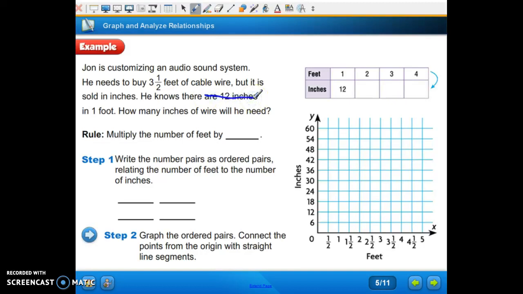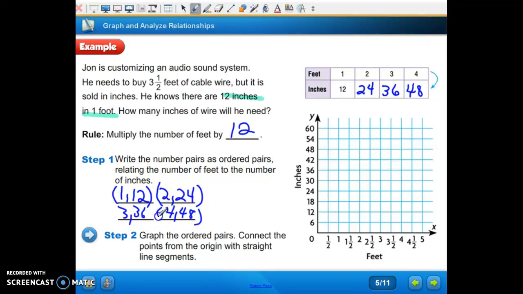There are 12 inches in 1 foot. So we're going to multiply 1 foot times 12, which would give us 12 inches. So when we multiply 2 times 12, how many inches of wire are we going to need? 24. And when we multiply 3 times 12, 36, and 4 times 12, 48. Okay, so that's giving us our ordered pairs. Our first ordered pair is 1 to 12, 2 to 24, 3 to 36, and 4 to 48.